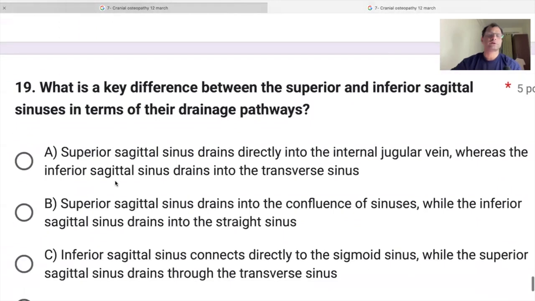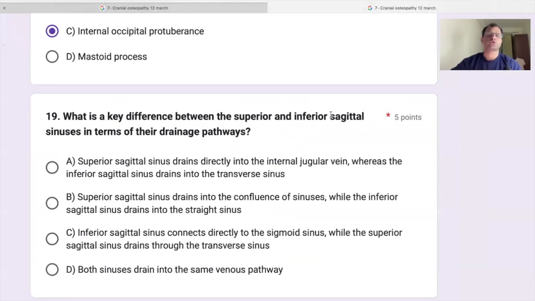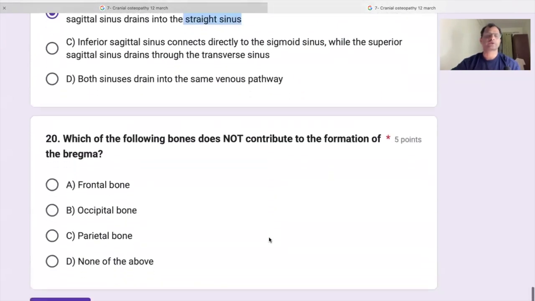Question number 19. What are the key differences between the superior and the inferior sagittal sinus in terms of their drainage pathway? The superior sagittal sinus drains into the confluence of sinuses, while the inferior sagittal sinus drains into the straight sinus. Yes, answer B. Question number 20. Which of the following bones does not contribute to the formation of bregma? Frontal bone, occipital bone, parietal bone, none of those. So the occipital bone is not contributing to the formation of bregma.